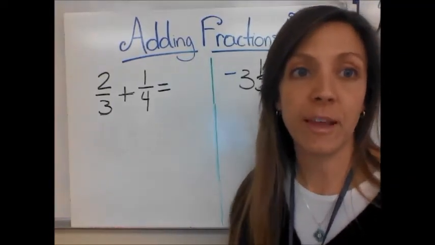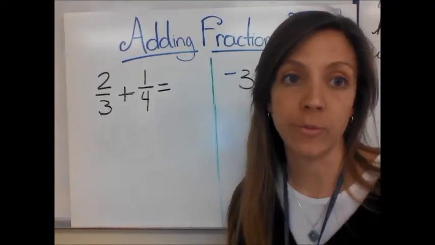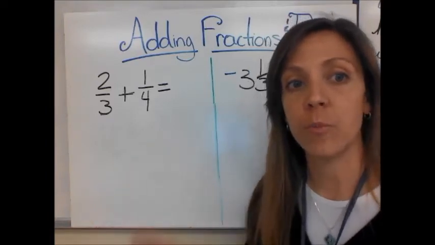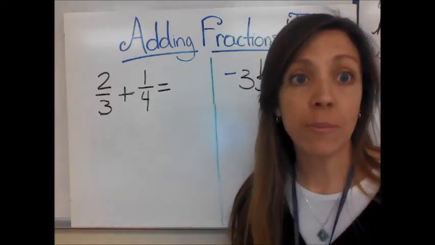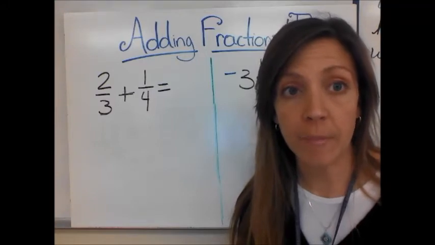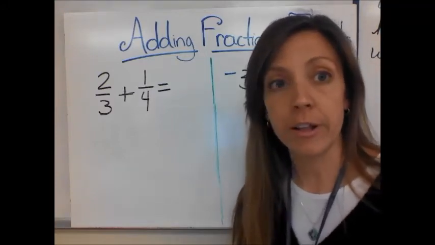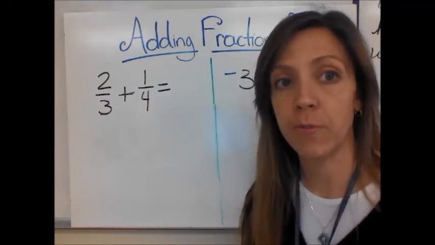Let's take a look at some examples of how to add fractions in decimal numbers. Let's start with 2/3 and 1/4. First, remember, just like in your foldable, you've got to get a common denominator. The LCM, the least common multiple of 3 and 4, is 12.